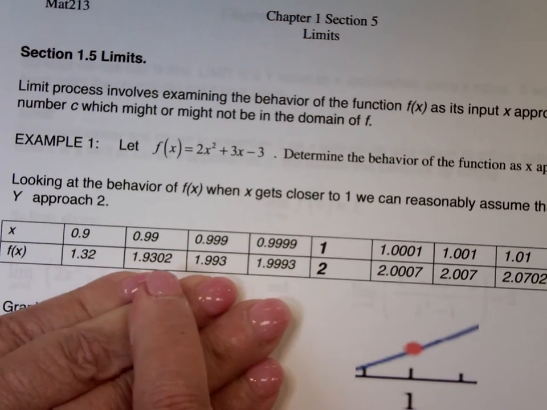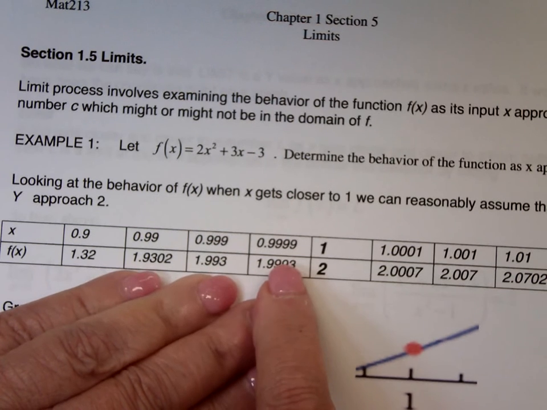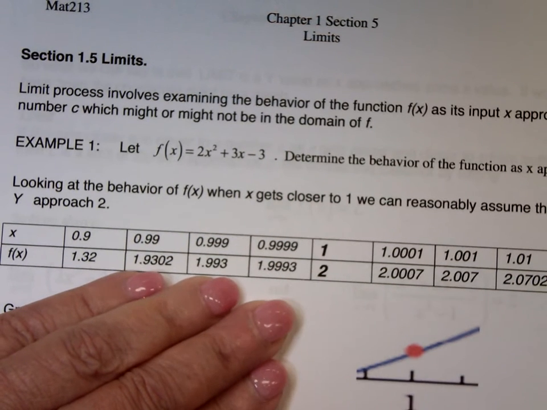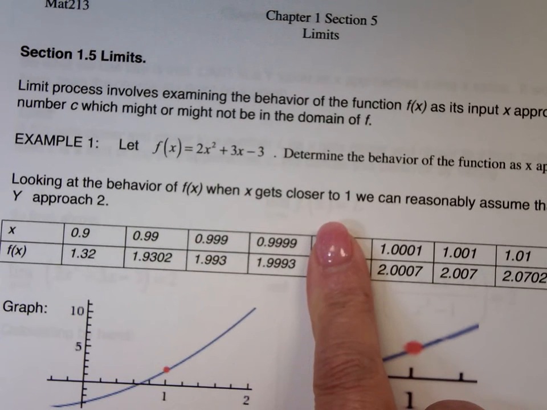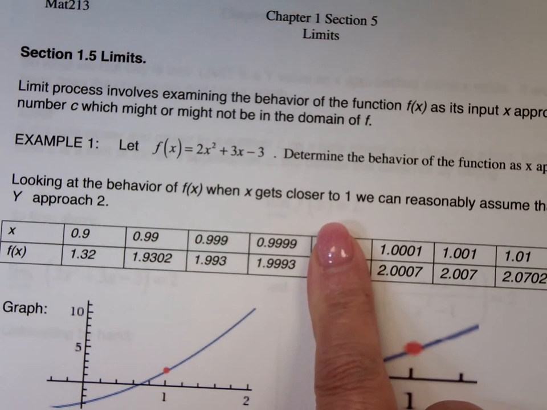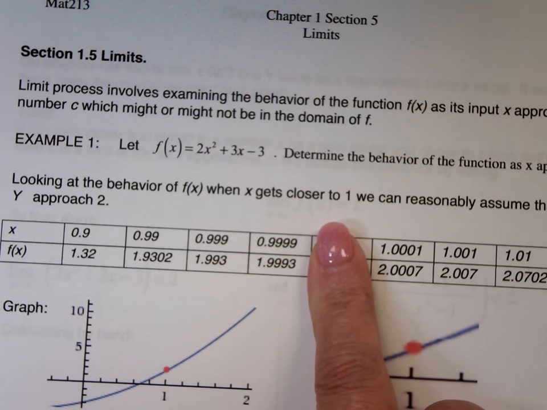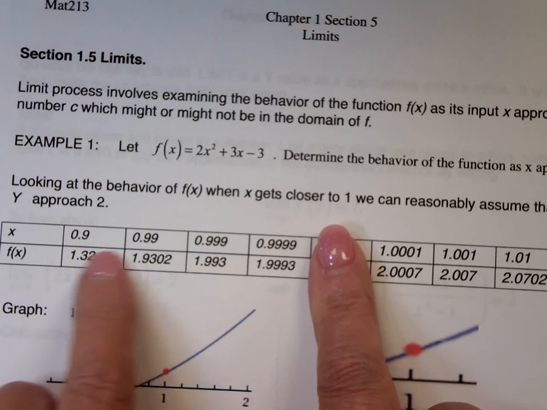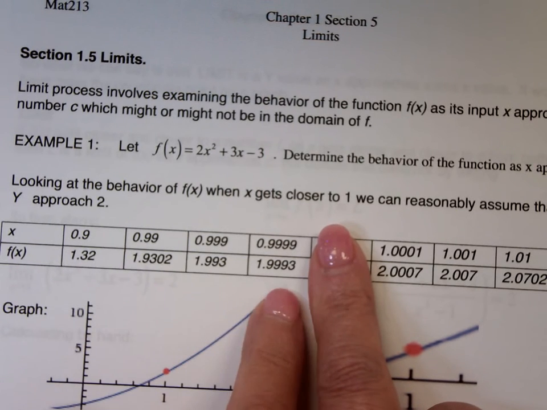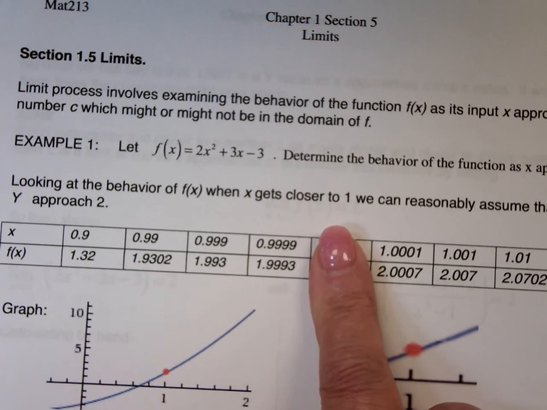0.9, 0.99, 0.999, 0.9999. Is x equal to 1? No. If I look at the other side, 1.1, 1.01, 1.001, 1.0001, is x equal to 1? No. Given where x is going, here are the y values. Where do you think y is going to end up?